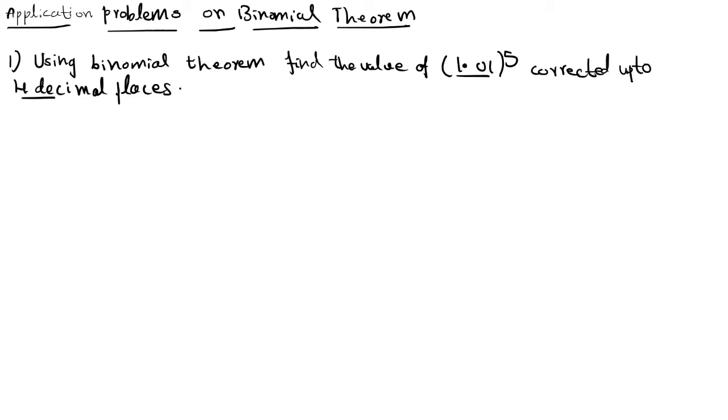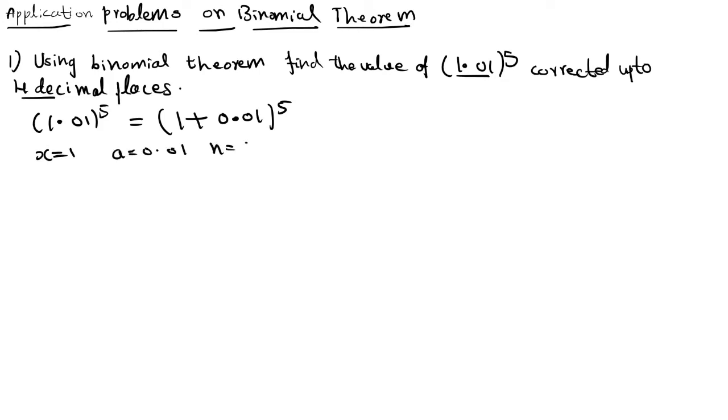Okay, so in this problem, see, 1.01 to the power 5 is given. You can write it as 1 plus 0.01 to the power 5. If you add, you will get the same term. Now see, it's a binomial term, right? Here x value equal to 1, a value equal to 0.01, and index n equal to 5.